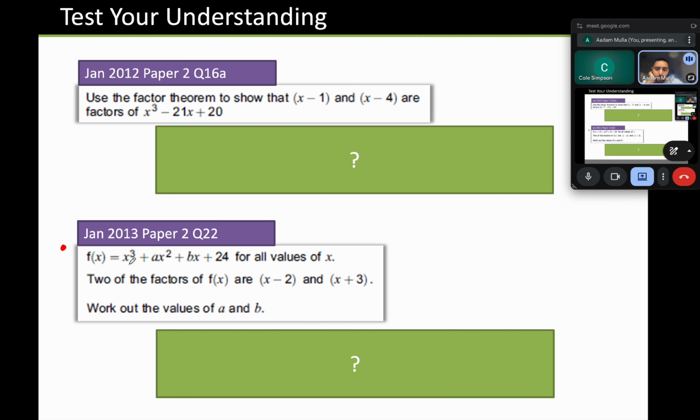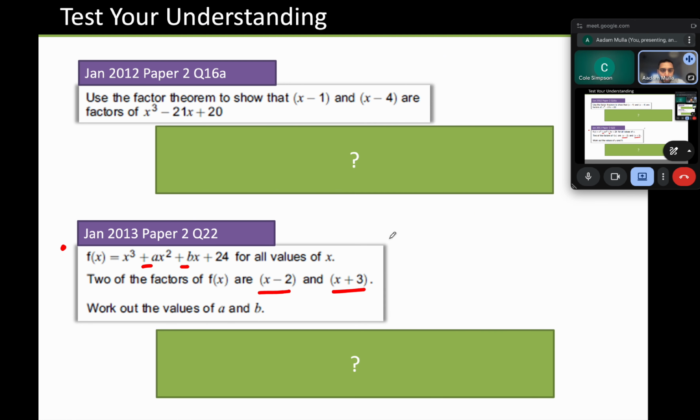So we've got a polynomial, but we have x's, we have a, and we have b. So we're probably going to have to find a and b. So that's our f of x. 2 of the factors are x minus 2 and x plus 3. And it says work out the values of a and b. So I'll do this as an example, and then you can try one. So I need to substitute both of these in and then I'm going to get two equations. So we'll see what happens.